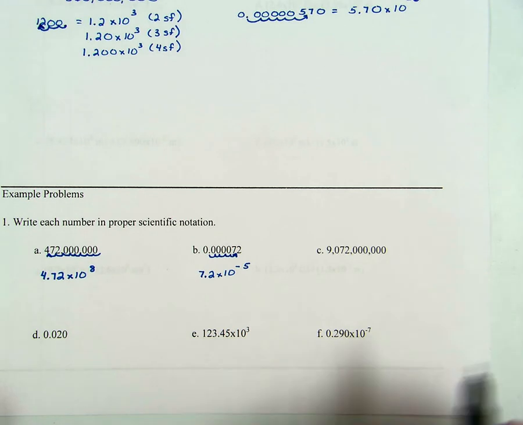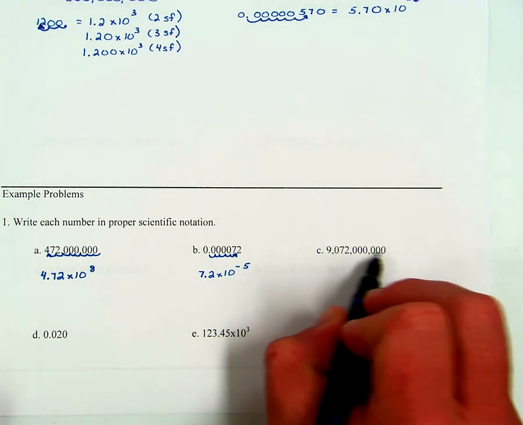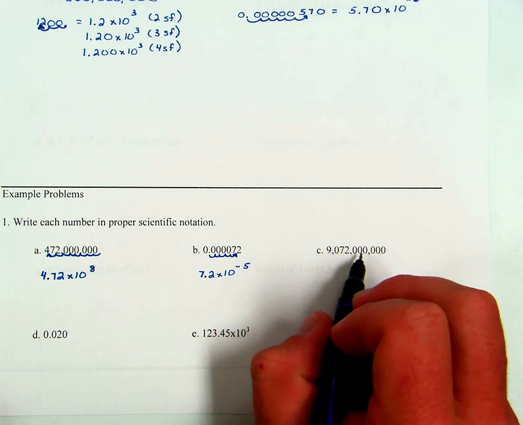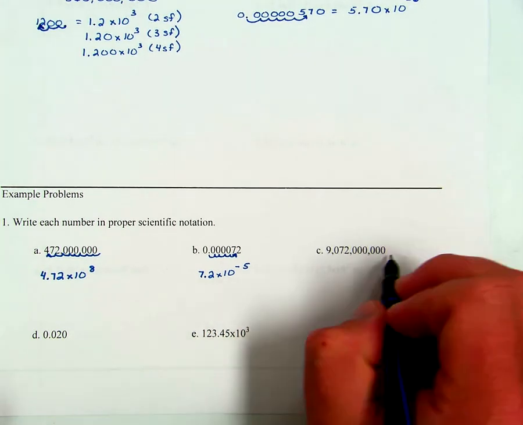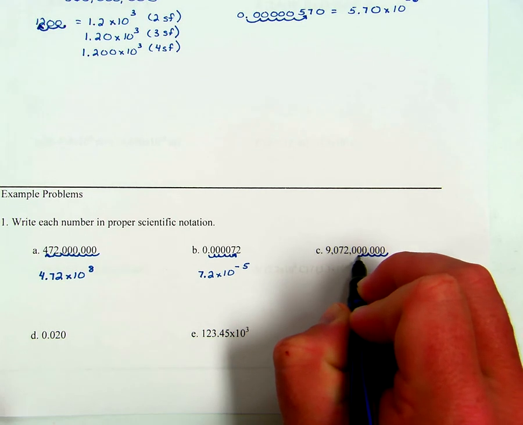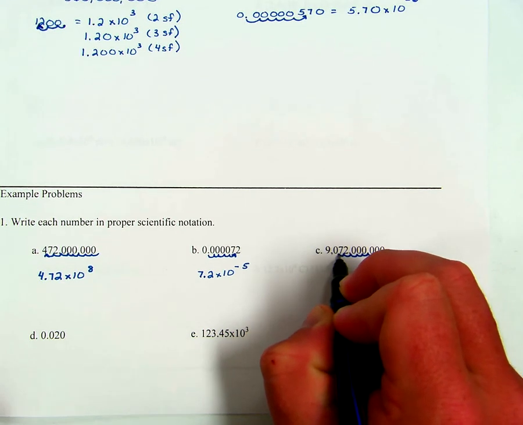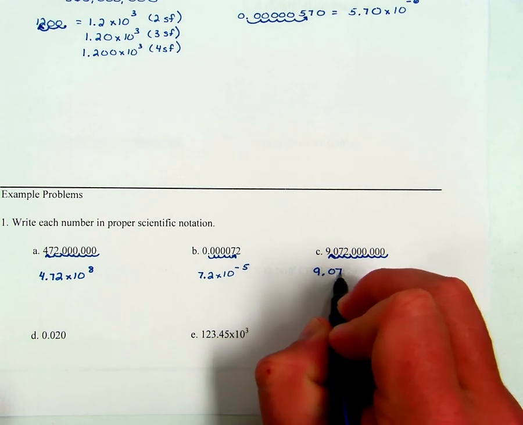Alright, C here. Again, these zeros at the end, those are placeholders, so those are not significant. I need to move my decimal here between the 9 and the 0 until there's one non-zero number to the left. So there's 6, 7, 8, 9 places, so this would be 9.072 times 10 to the 9th.